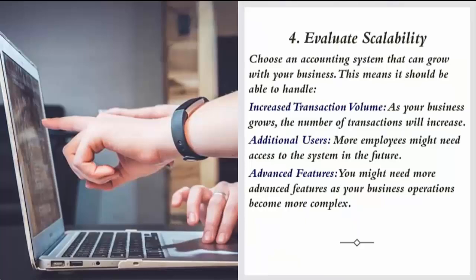4. Evaluate scalability. Choose an accounting system that can grow with your business. This means it should be able to handle increased transactions. As your business grows, the number of transactions will increase. Additional users. More employees might need access to the system in the future. Advanced features. You might need more advanced features as your business operations become more complex.